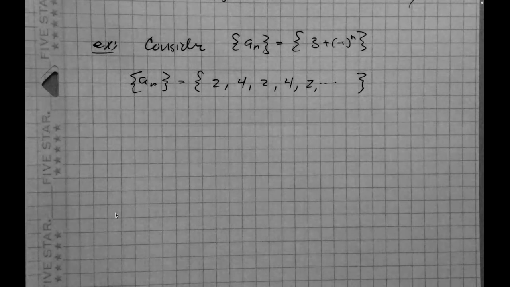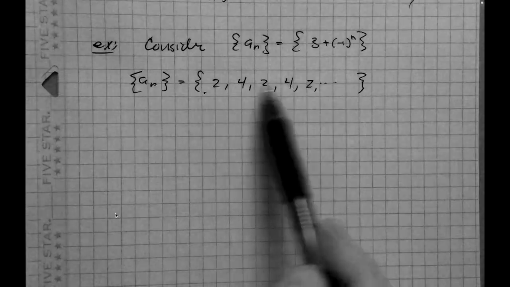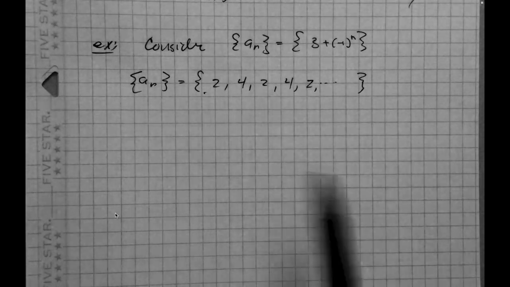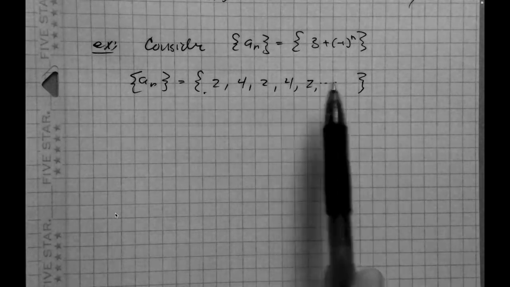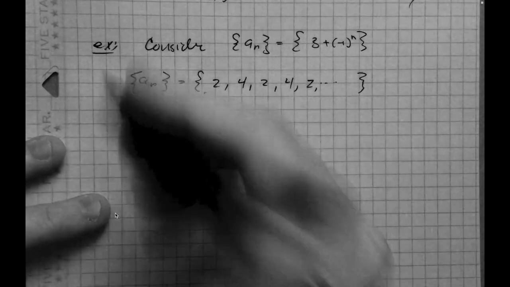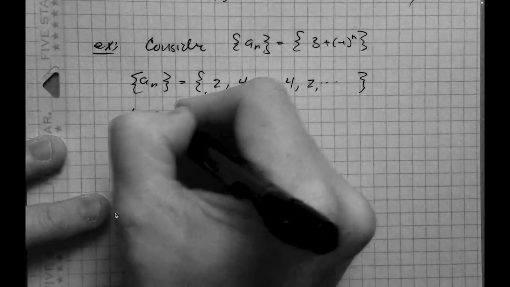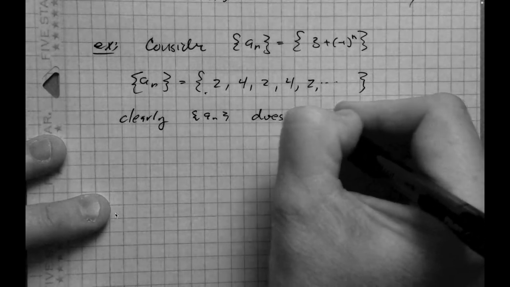So clearly there are only two values in this sequence, and they oscillate back and forth between one and the other. It's 2, then 4, then 2, then 4, then 2, then 4. Does this sequence converge? No, definitely not. This sequence doesn't ever change. It stays exactly the same. So, we'll just say clearly a of n does not converge.